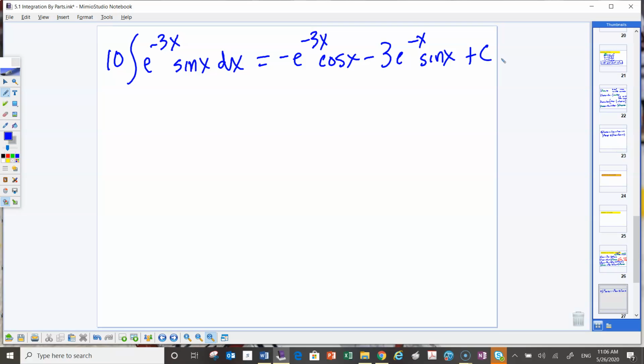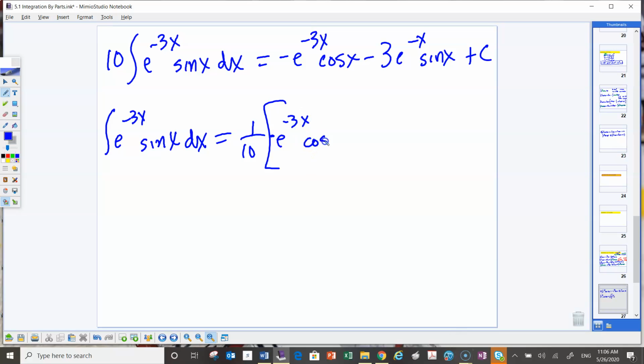And now I just divide everything by 10. And it's going to be 1 over 10 times the negative of e to the -3x cos x, be a negative there, minus 3e to the -x sine x plus my constant, and there would be your final answer. Again, an ugly question, but one that you can handle if you go through the same procedures you did on the previous one, except now we get a 10 over here instead of a 2.